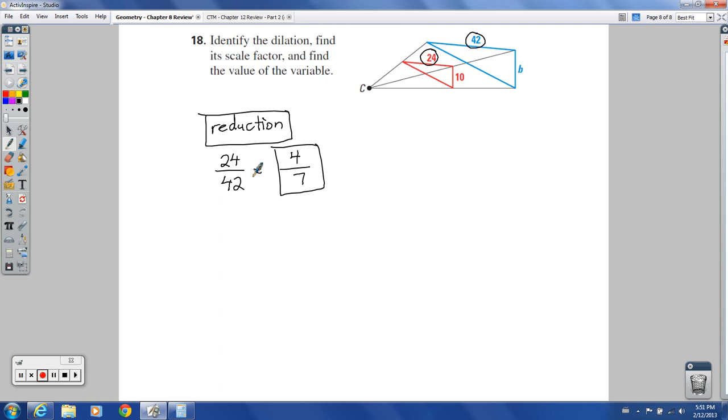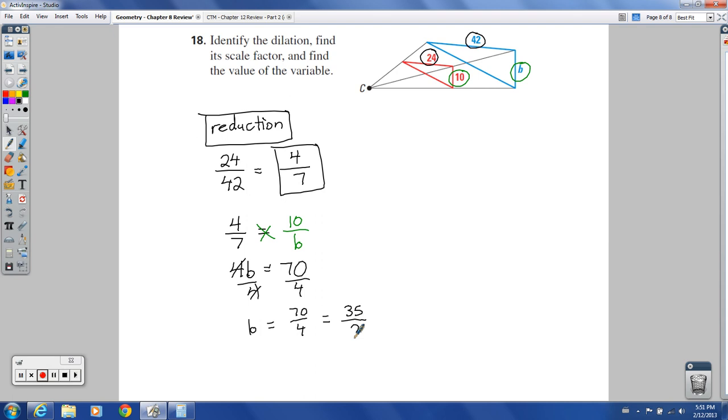The value of the variable, use this scale factor now and set up a proportion. So 4/7, a proportion. This would be 10 and b. So the 4 matches up with the smaller part, the 10, and then the b matches up with the larger part, the 7, the blue triangle part. So we just need to cross multiply that and solve for b. So we have 4b equals 70. You can divide by 4 here and here, and this will cancel out there. You're going to have 70 over 4. You can reduce that. You can divide both parts by 2, and you're going to have 35 over 2.